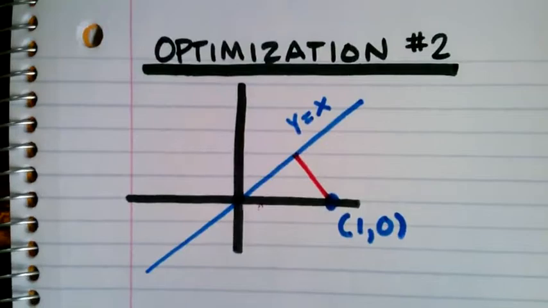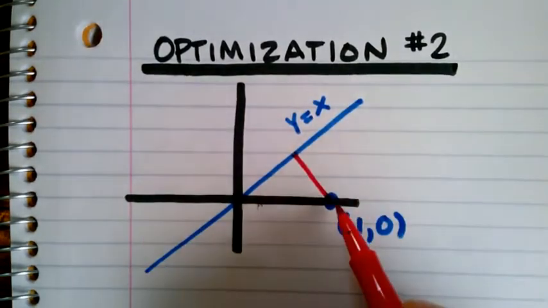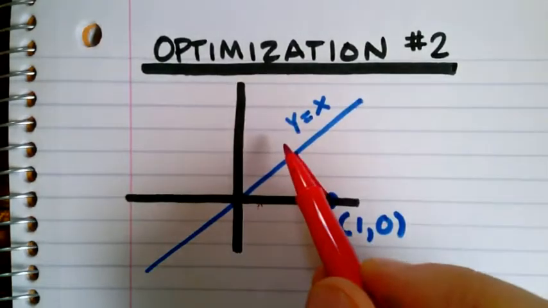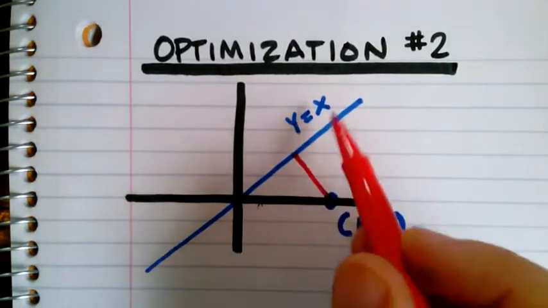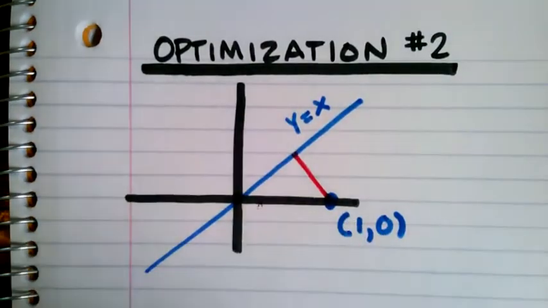I'm going to do number 2 in 2 different ways. The first way is going to require no calculus at all. Same setup as the last problem. We've got a point, and we want to walk from that point to a road, which is defined by an equation. But the equation this time is y equals x, and the point is 1, 0.